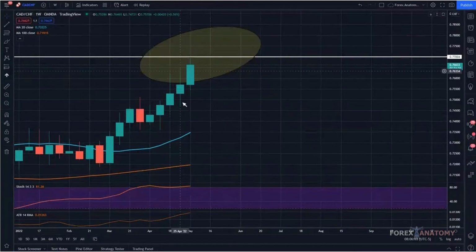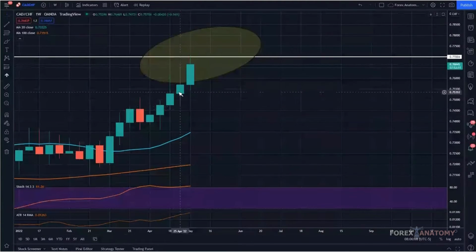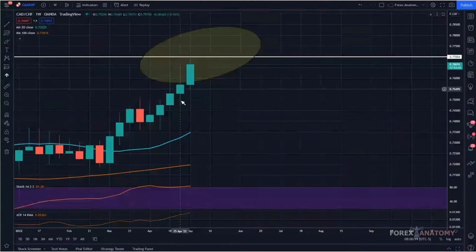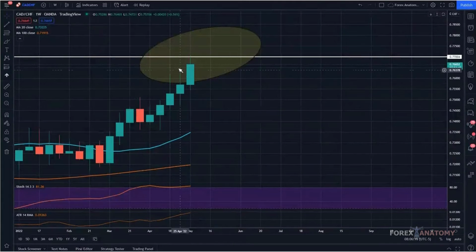It had wicks on both sides. You can call it a spinning top. Some people call it a doji like candle, but whatever you call it, as long as you can identify that there was a range that was formed and price created a high and a low, and there was wicks on both sides of this candle.